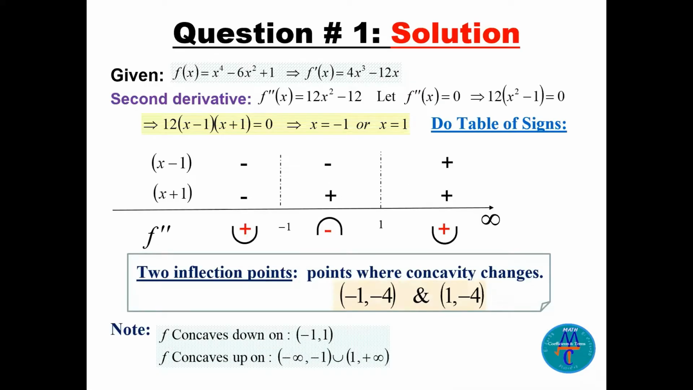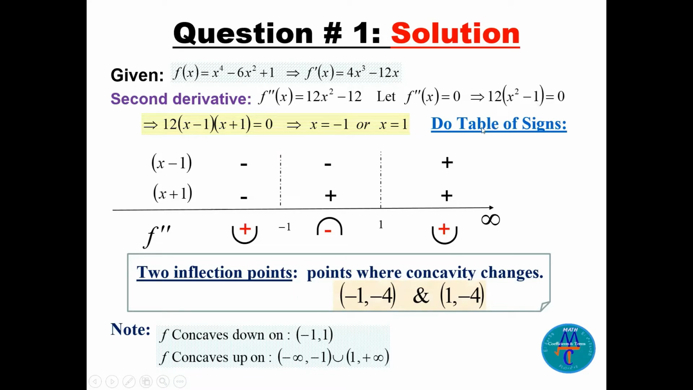Now, first we need f prime, which is 4x cubed minus 12x. Then we have to find the second derivative. It will be f double prime, 12x squared minus 12. Take f double prime equal to 0. Then 12 will be outside as a common factor: x squared minus 1. We can factor it into x plus 1, x minus 1.